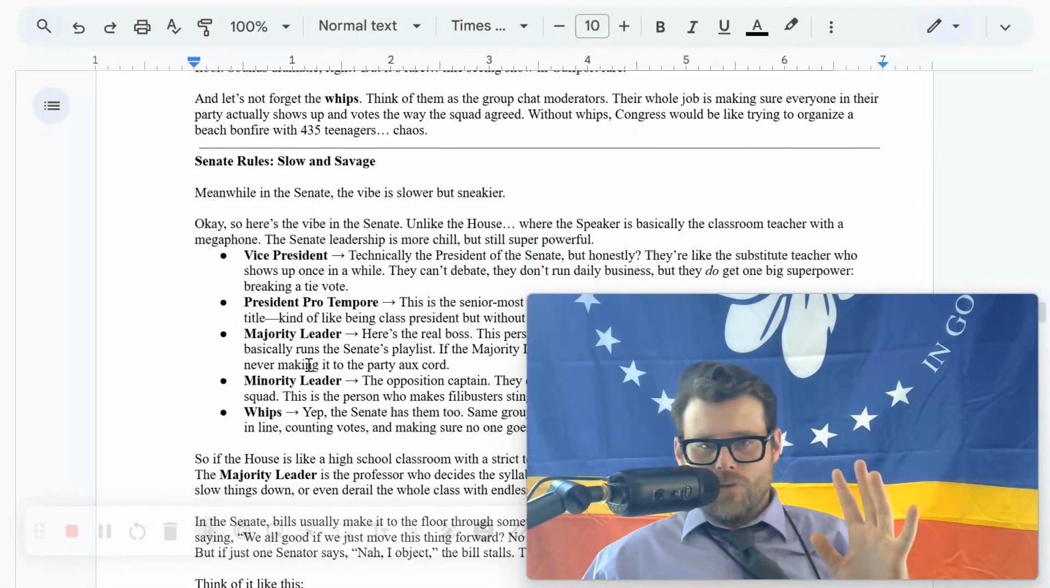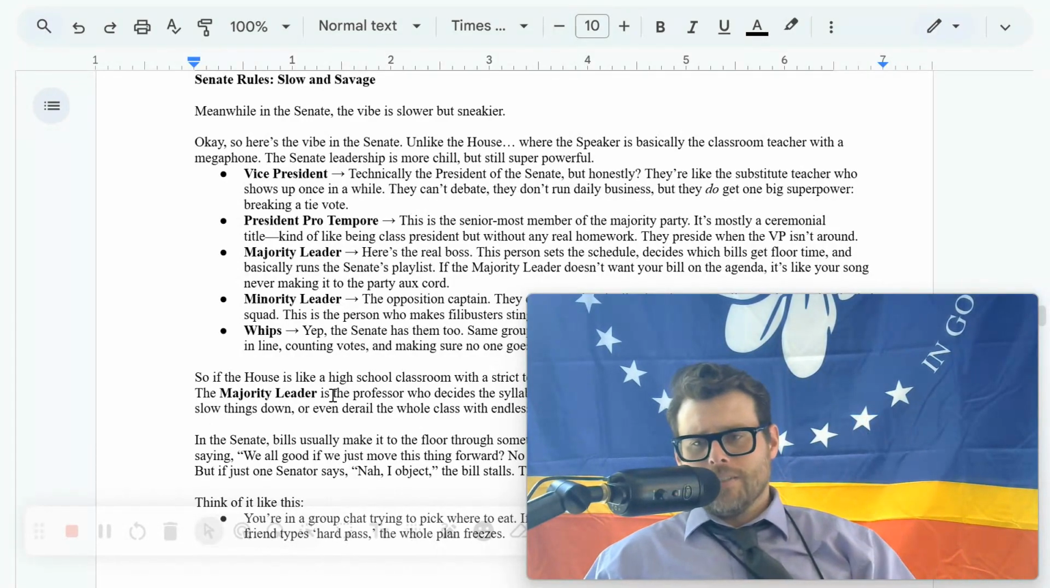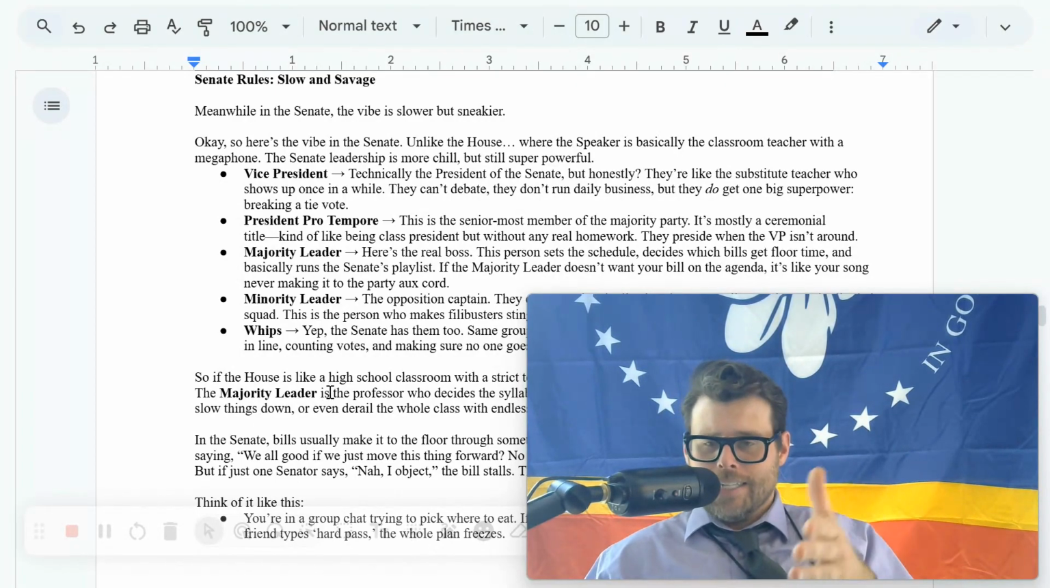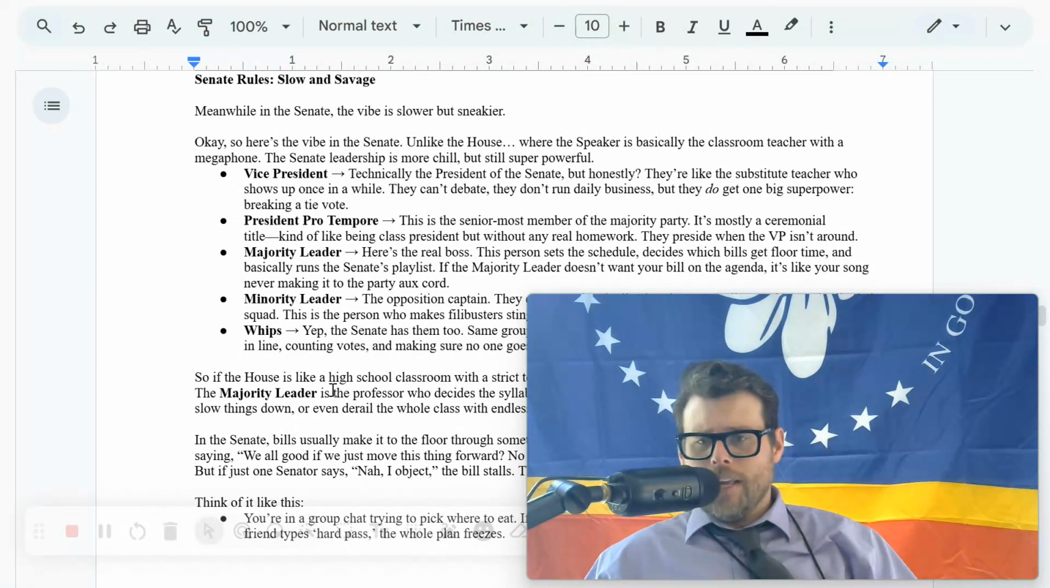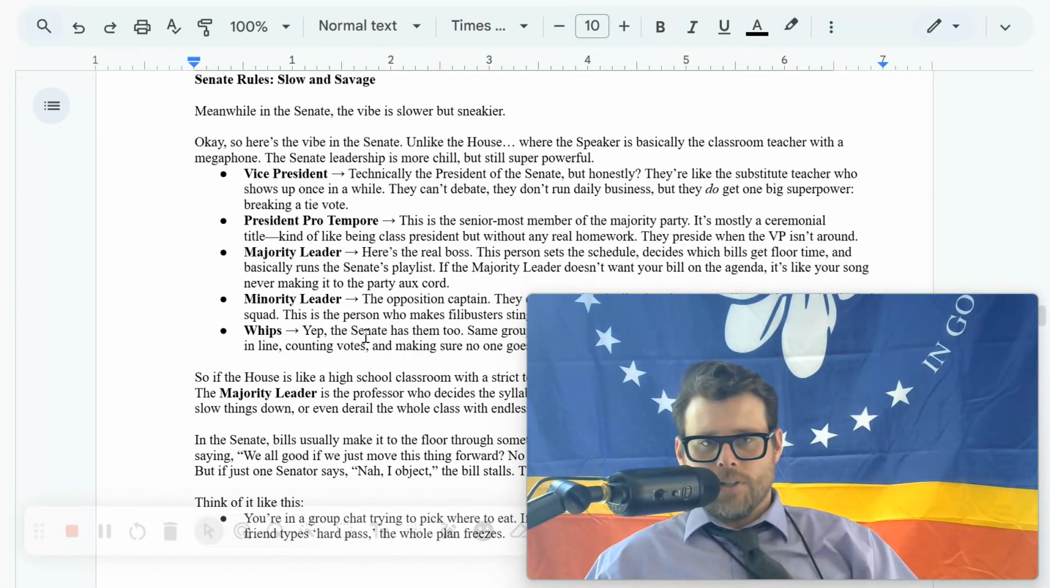Slow and savage, right? Meanwhile, in the Senate, the vibe is slower and sneakier, all right? And they have a really important check and balance power on the president. They can approve treaties, approve appointments of judges and cabinet members. They also give advice and consent to the president. So they have a lot of power to communicate with the president on a lot of different things. They are the upper house. Think seniors, not freshmen. And most representatives want to graduate to become a senator.